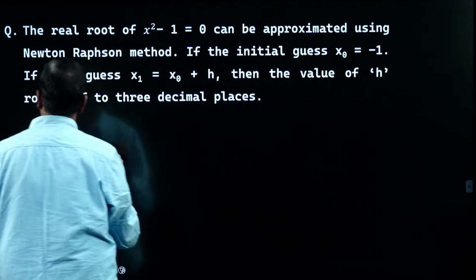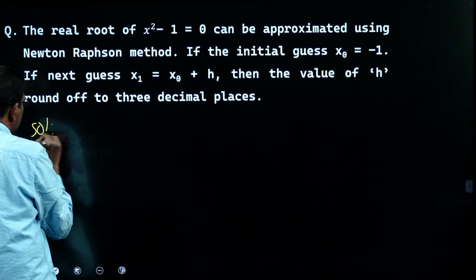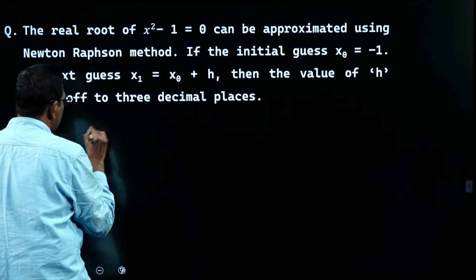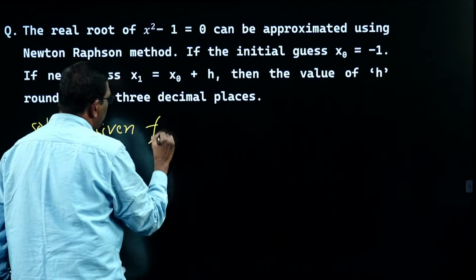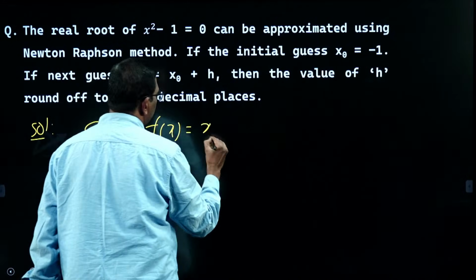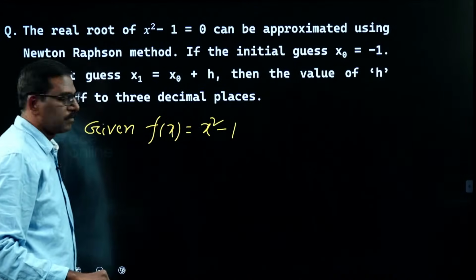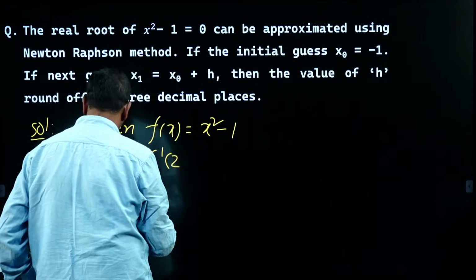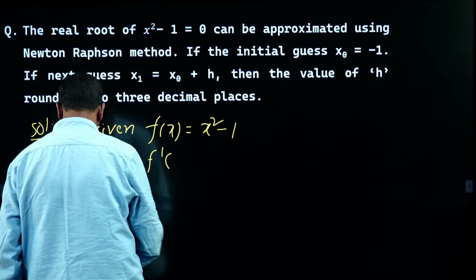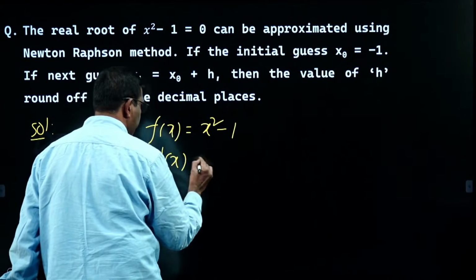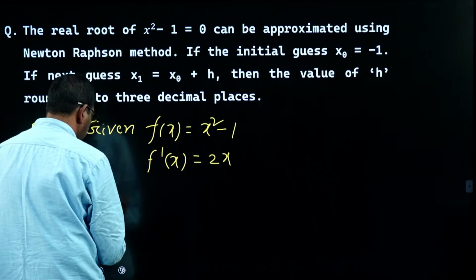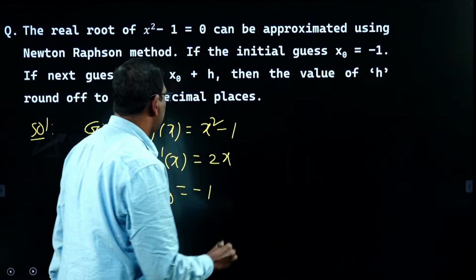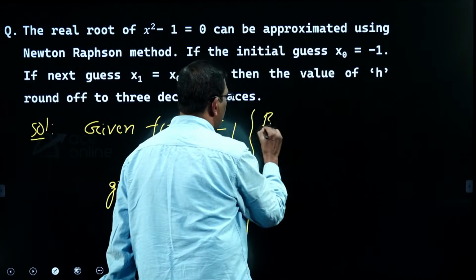By NR method, what is the formula of NR method? Solution. But what is the given function? f of x is equal to, you can take that function f of x as nothing but x square minus 1. Is it? For NR method I have to find the derivative also. First you find f dash of x, 2x. What is x0? Initial guess x0 is given or not? x0 is equal to minus 1 or 1? Minus 1.